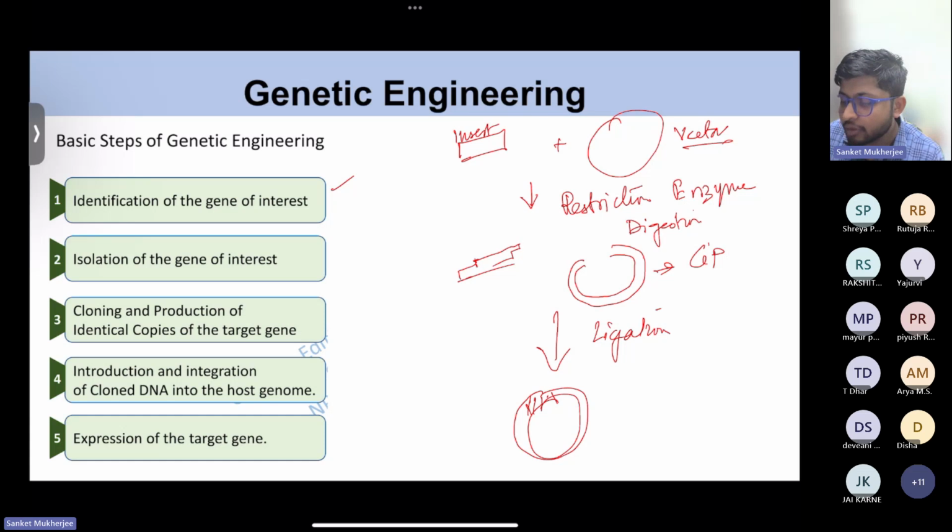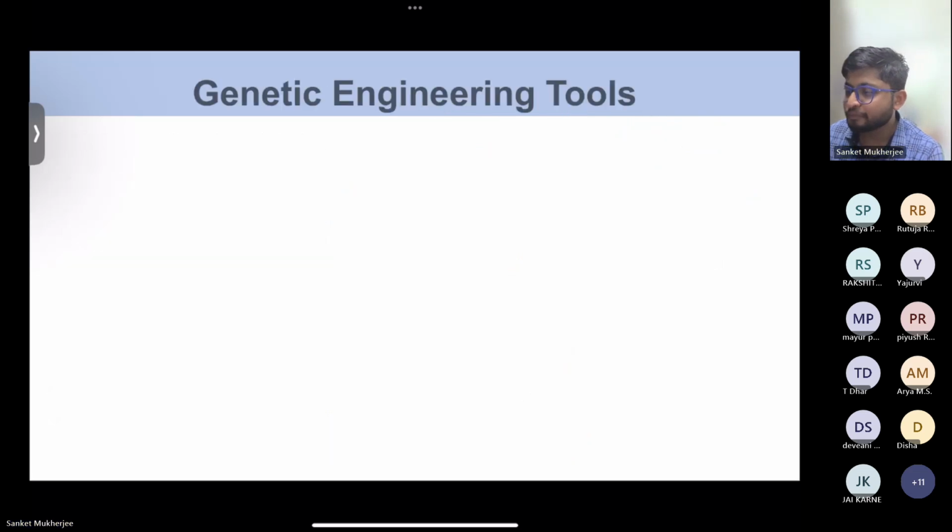Now, once the clone is made, this clone is inserted into the host genome. So in the case of bacteria, we perform transformation. For animal cells, we perform transfection. There are various methods to insert this foreign DNA particle inside the cell. So we'll discuss that also later. And then the expression of this target gene, because once you insert this gene, you want to see if the gene works, right? These are the basic things.